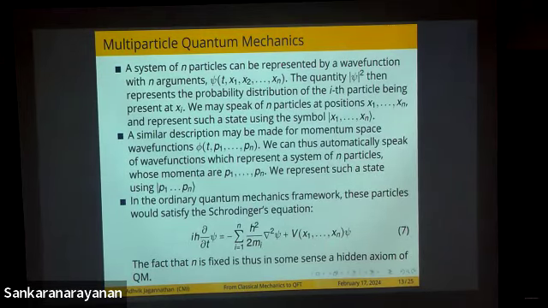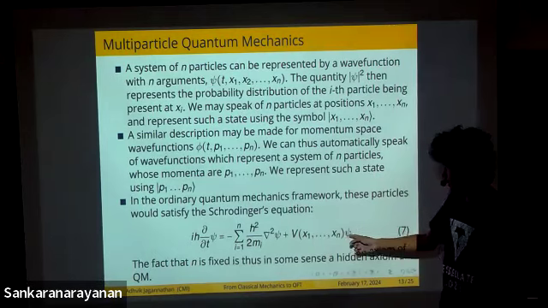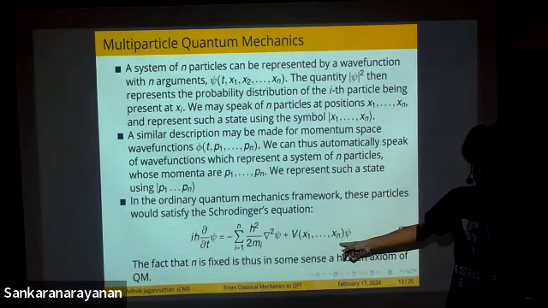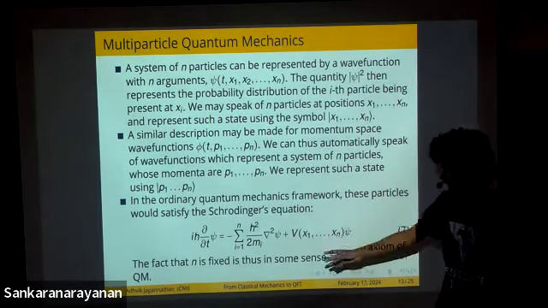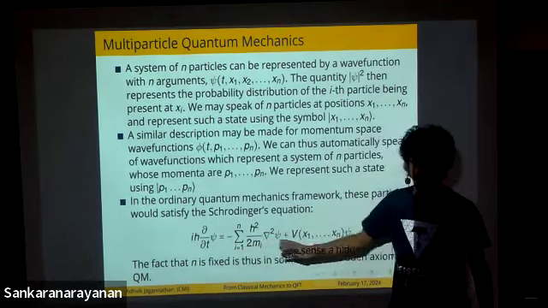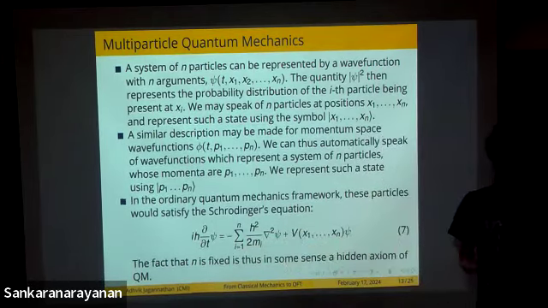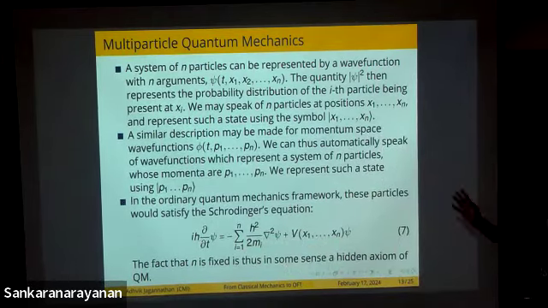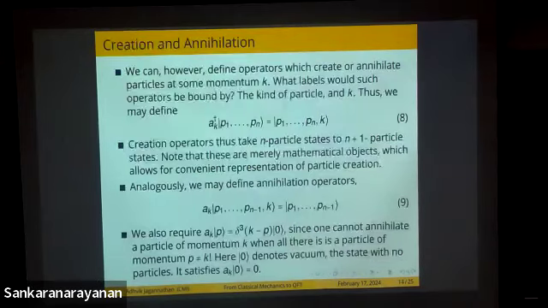Now you can see that there's no scope of changing this number n because you're assuming that the number n is fixed. So implicitly, multiparticle quantum mechanics is conserving the particle number. And we want to get rid of this axiom in some sense. So this is why we speak of creation and annihilation operators.